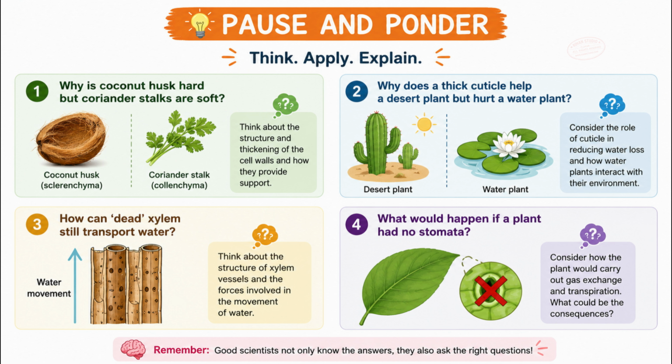Explanation. These pause and ponder questions make you apply what you learned. Why coconut husk is hard but coriander stalks are soft, sclerenchyma versus collenchyma. Why a thick cuticle helps a desert plant but hurts a water plant. How dead xylem still moves water, and what happens with no stomata. Great for discussion and short answers.